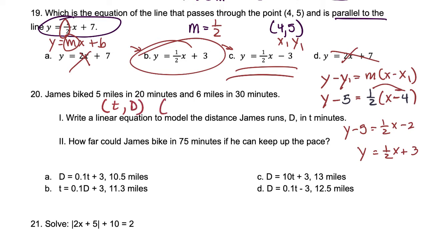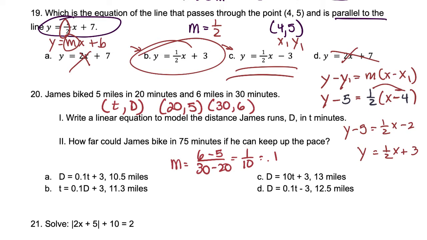And so they've given us 2 ordered pairs. They've given us 20 minutes for 5 miles, and they've given us 30 minutes for 6 miles. And so we can find a slope for these 2 points. Slope in this case would be 6 minus 5 over 30 minus 20, or 1 over 10, or 1/10, 0.1.